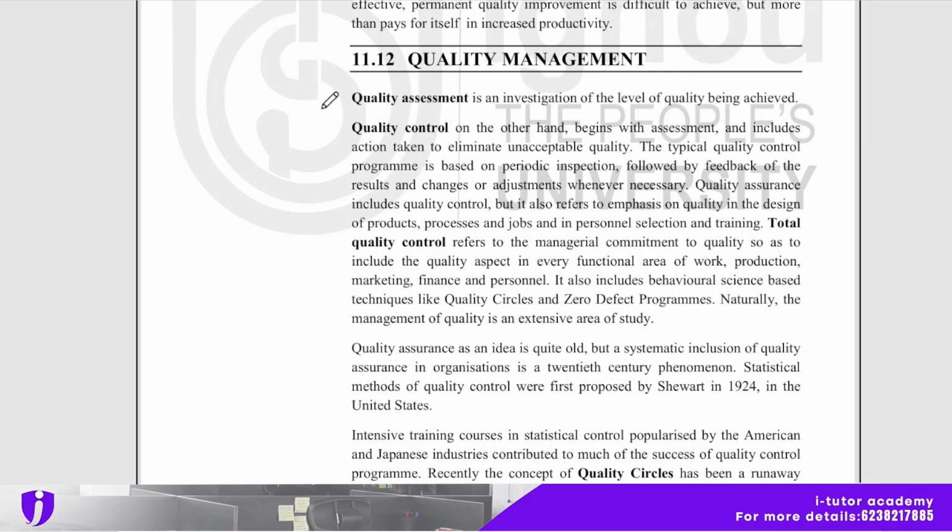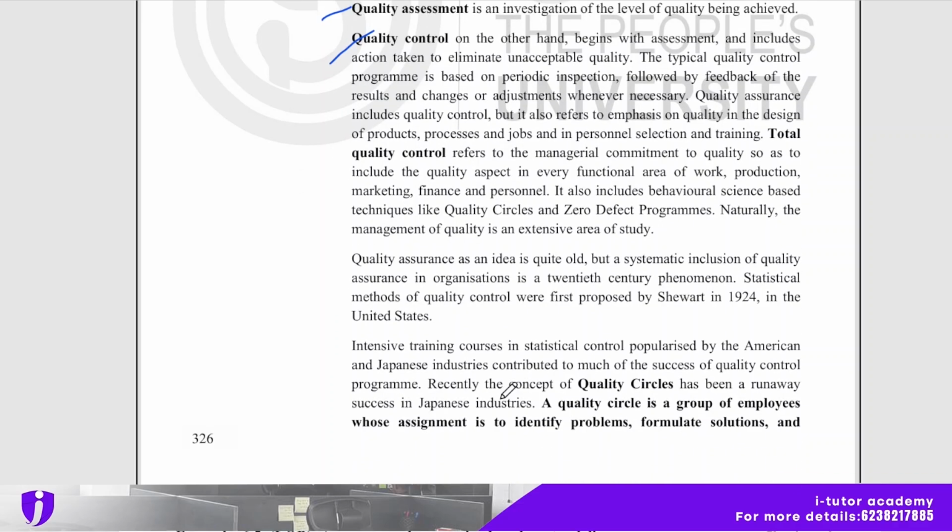Next is quality management. Quality assessment is an investigation of the level of quality being achieved, and quality control, on the other hand, begins with the assessment and includes action taken to eliminate unacceptable quality. The typical quality control program is based on periodic inspection, followed by feedback of the results and changes or adjustments whenever necessary. Quality assurance includes quality control, but it also refers to emphasis on quality in the design of products, process, and jobs, and in personnel selection and training.